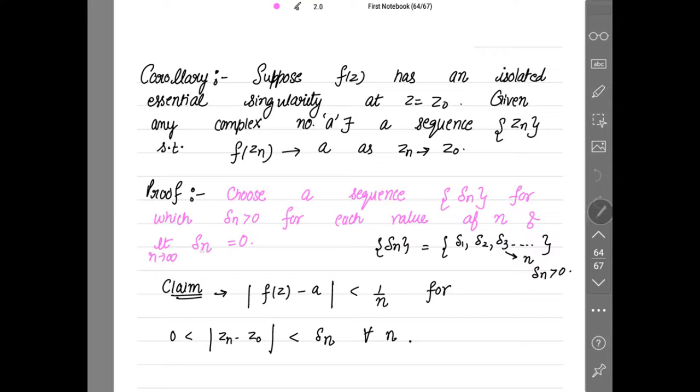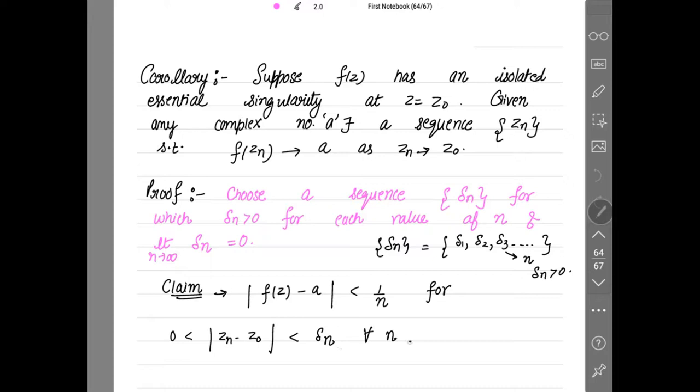We take such a delta_n sequence, the sequence delta_1, delta_2, delta_3, and so on, and this 1, 2, 3 is your n, right? And for each n, this delta_n is positive. That means all the terms are positive. So your delta_n sequence is positive. We have to claim that mod of f(z) minus a is less than 1 over n. We can choose any epsilon, and I have taken here epsilon as 1 over n, for mod z_n minus z naught less than delta_n for all n, right? This we need to claim.